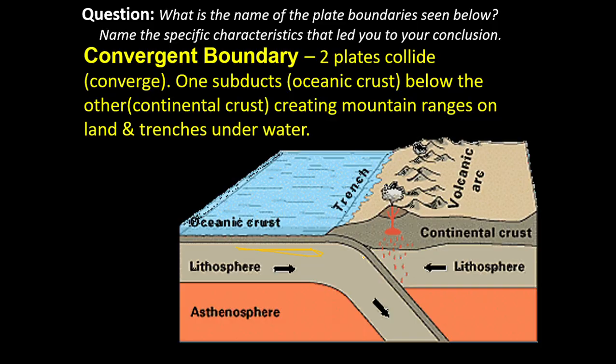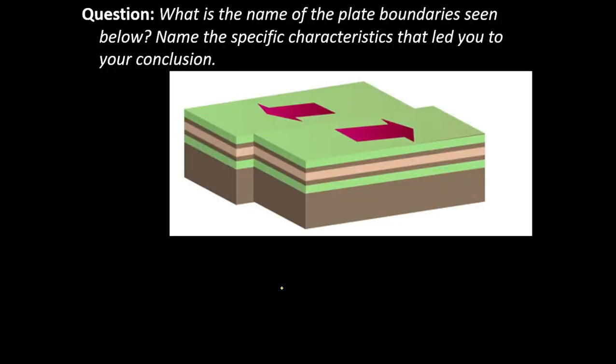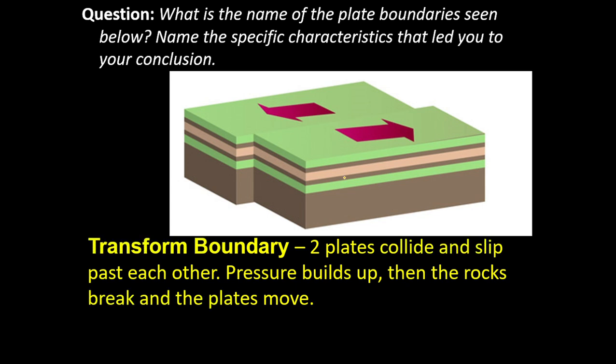Okay, that is a convergent boundary. Then the final one, we have two plate boundaries that slide past each other. This is known as a transform boundary. So the two plates are going to collide.